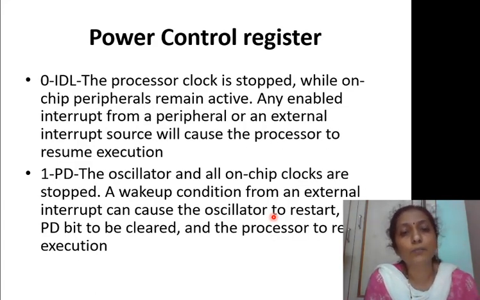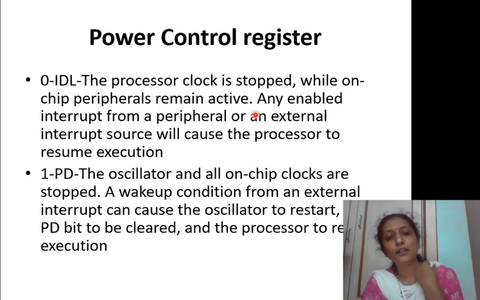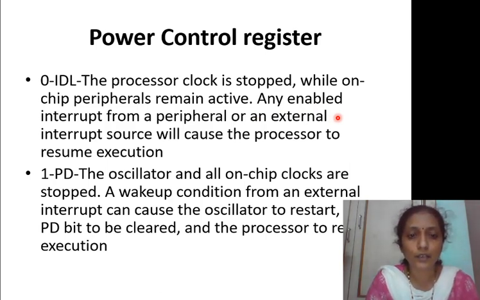Then in case of power control registers, there are two bits reserved there. One is bit 0. Bit 0 is used for idle mode. In this case, the processor clock is stopped while on-chip peripherals remain active. It means in idle mode, the processor clock is stopped and on-chip peripherals are active. Any enabled interrupt from a peripheral or an external interrupt source will cause the processor to resume execution. So if any interrupt occurs, then only the processor will resume its execution.